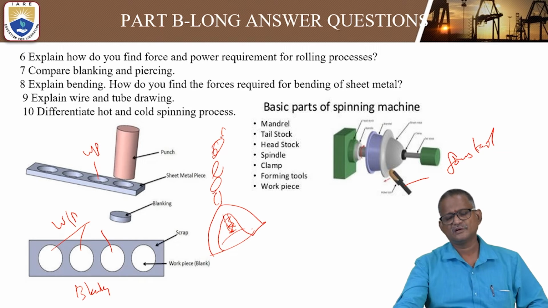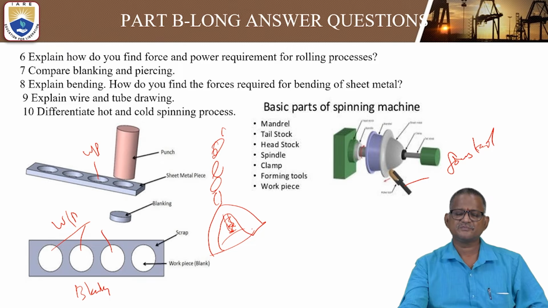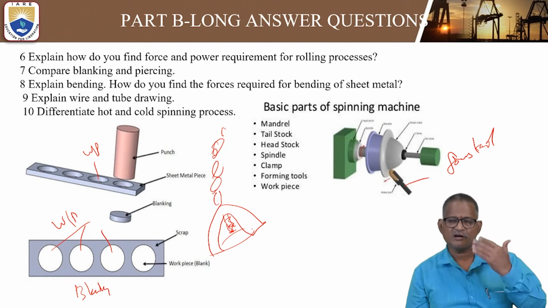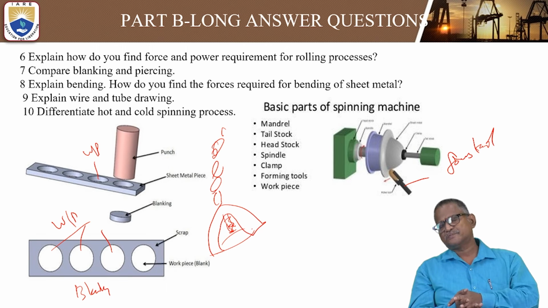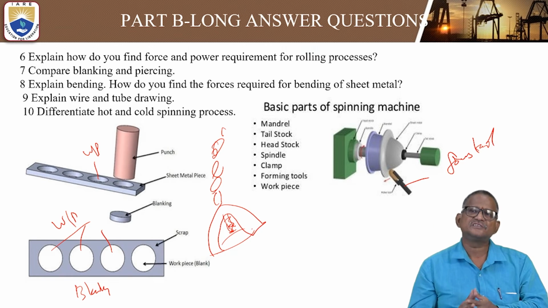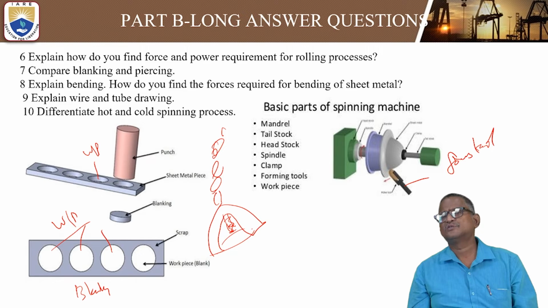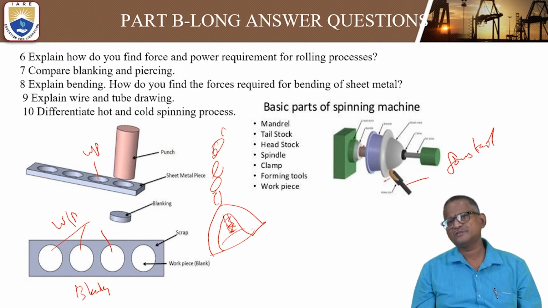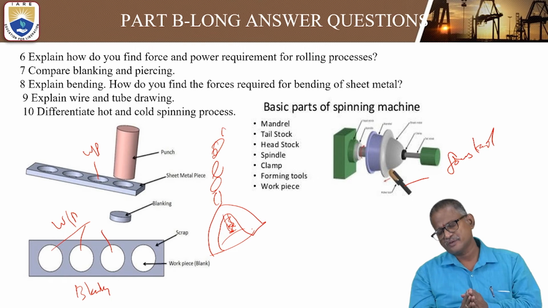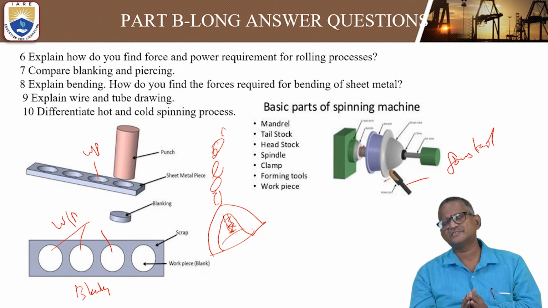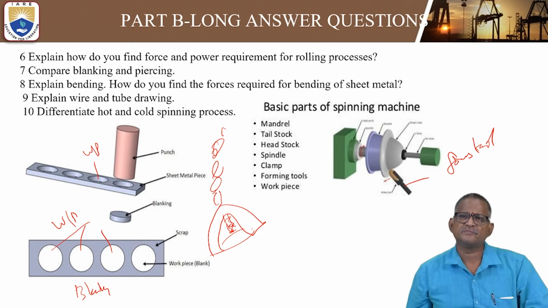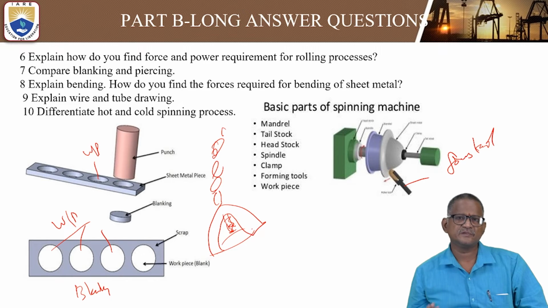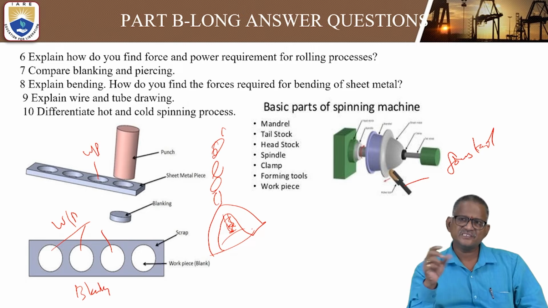Okay, what about some basic parts of the spinning machine? Either it may be hot. When it is in hot condition, it is called the hot spinning process. When it is in cold condition, it is called the cold spinning process. Especially in hot spinning only, in temples where you are using bell shapes, they can be made with this hot spinning process. Okay, and similarly you can differentiate.